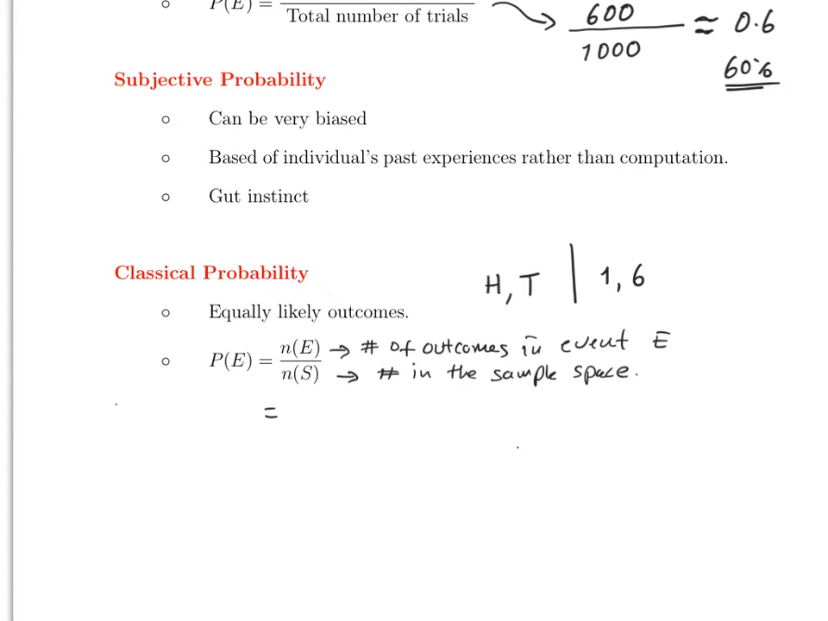For example, let's say that you want this event, getting an even number if you roll a die. Well, how many even numbers do you have? 3: the number 2, the number 4, and the number 6. So the number of outcomes in event E will be 3. What is the number of outcomes in the sample space? 6. And that's it. It is that easy. You don't even have to simplify, 3 over 6 will be enough.